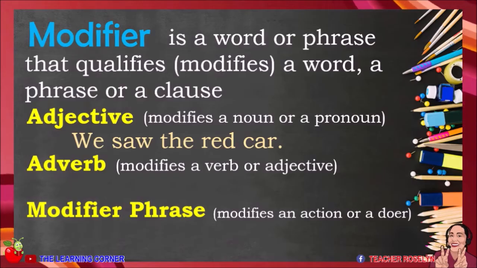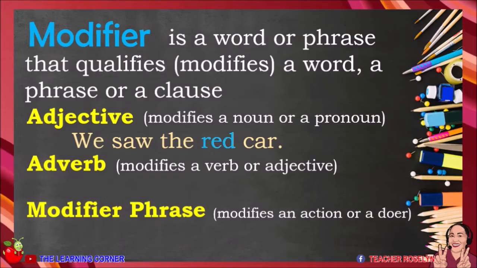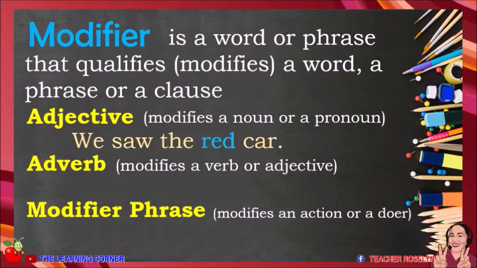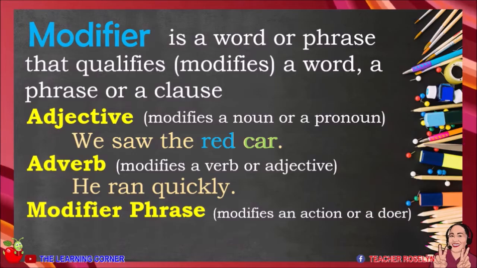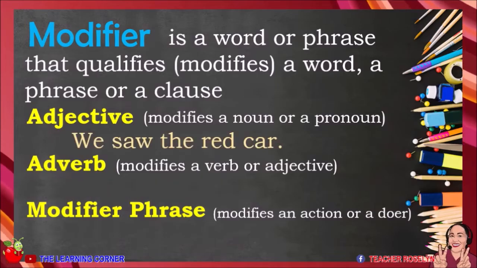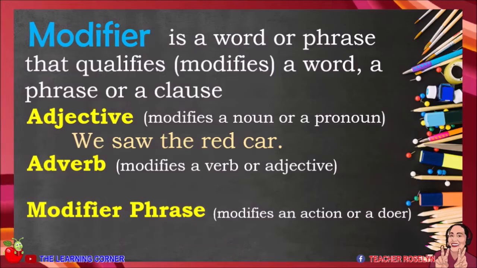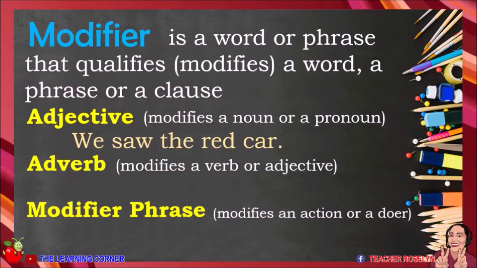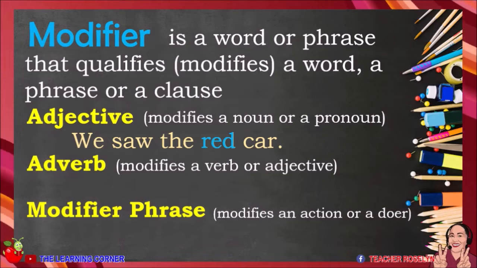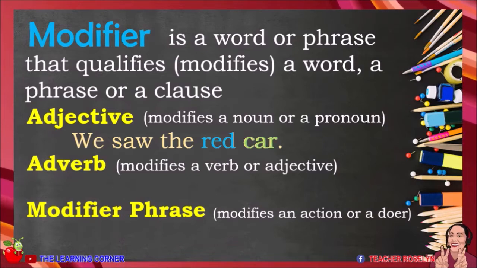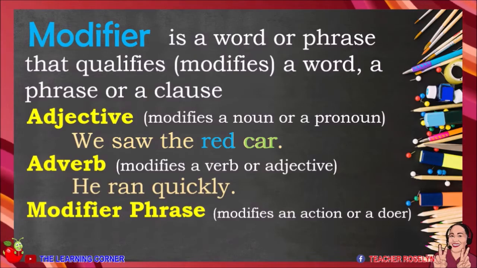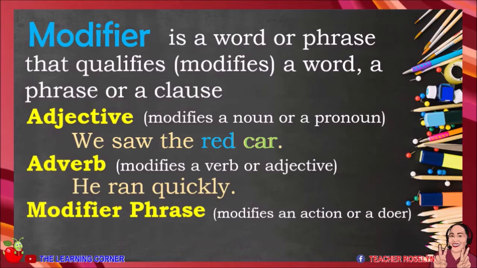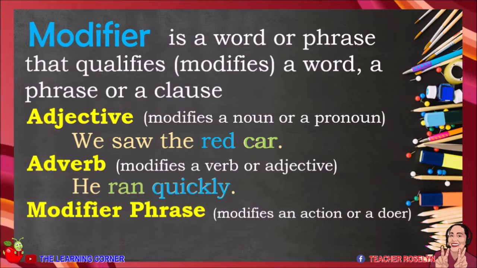In this sentence, the modifier is the word red, which describes the noun car. Another example. For example, we saw the red car. In this sentence, the modifier is the word red, which modifies the noun car. Another example. He ran quickly. In this sentence, the modifier is quickly, which modifies the verb ran.